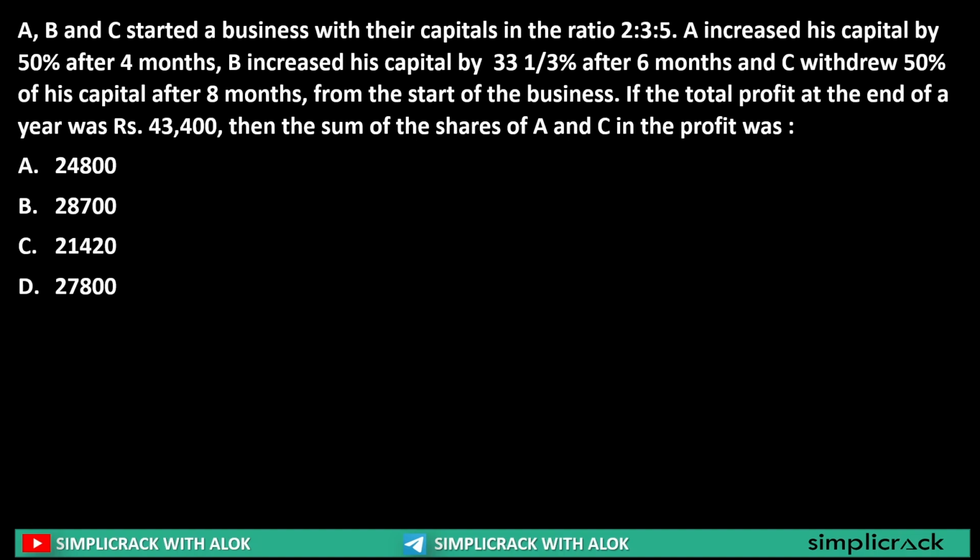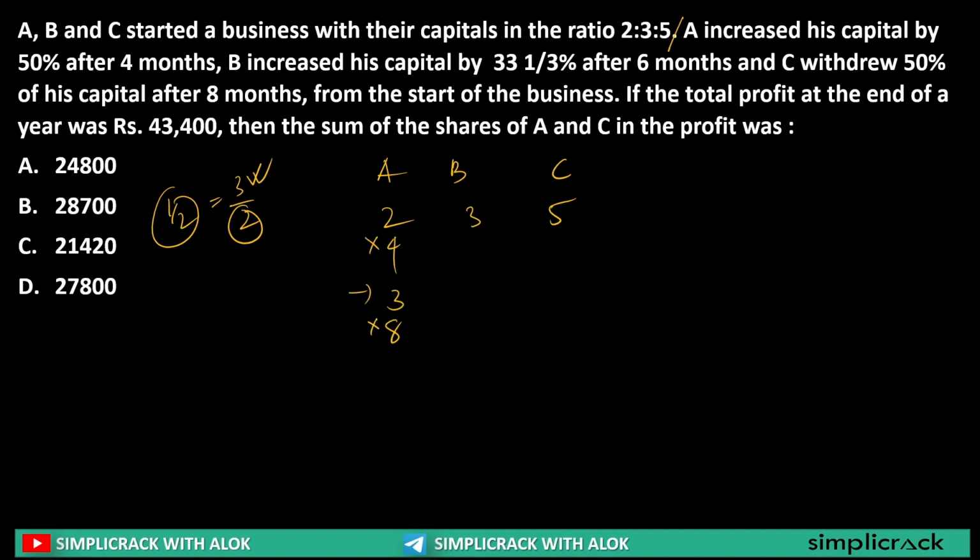Okay. Sir, A, B, C started a business with their capital in the ratio 2:3:5. A increased his capital by 50%. 50% means 1 by 2, that is 3 by 2. If 2 is the initial capital, the new capital will be 3 after 4 months. So 2 was invested for 4 months, then from the 5th month it was 3. The new capital was 3 for another 8 months, because we are considering the year.